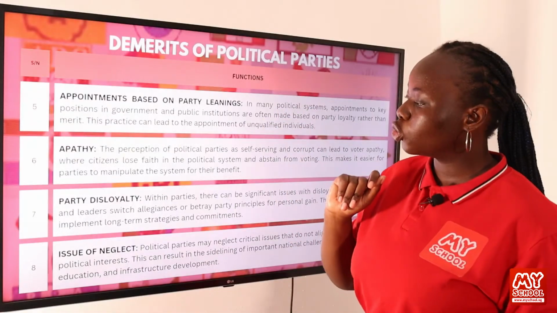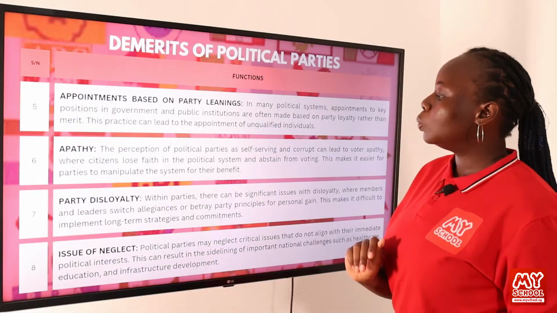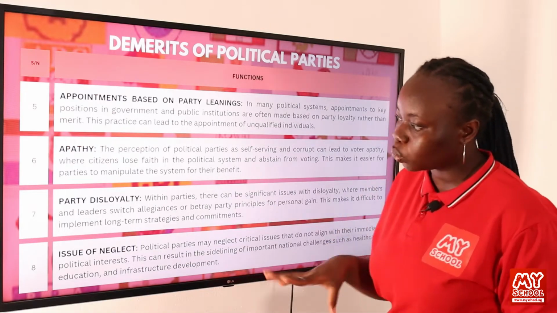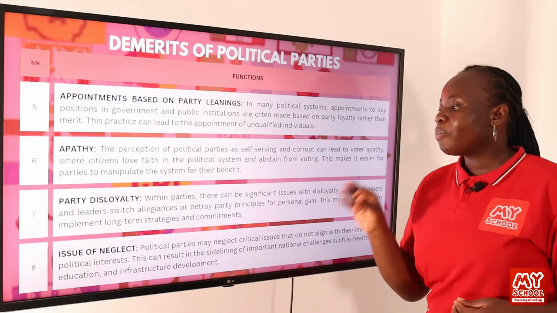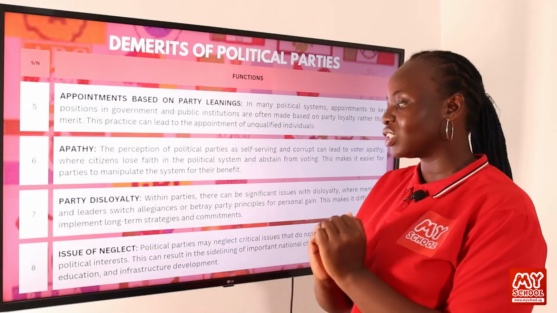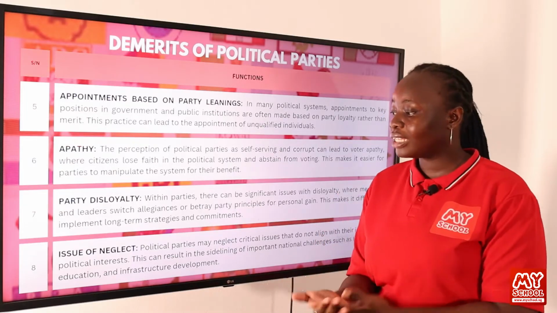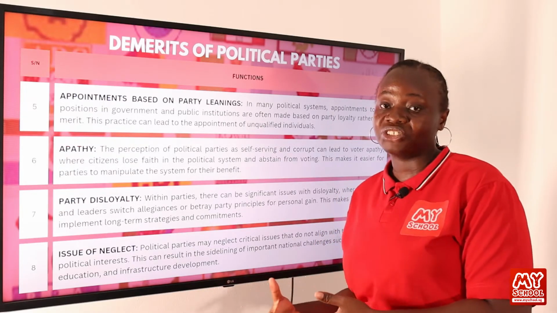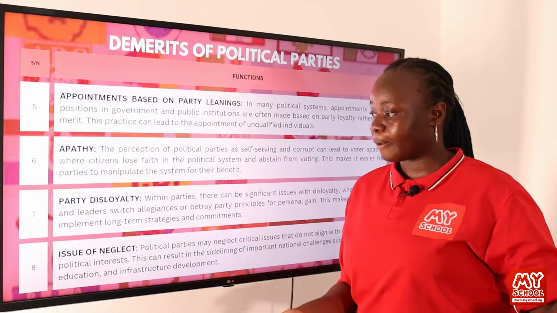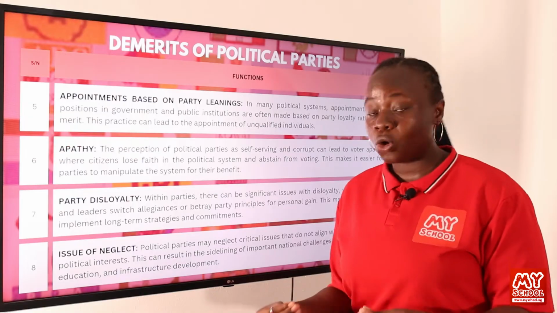And that demerit of political parties is party disloyalty. Within parties, there can be significant issues with disloyalty where members and leaders switch allegiances or betray party principles for personal gain, and this makes it difficult to implement long-term strategies and commitments. We've heard a lot about carpet crossing in our Nigerian society, where different politicians move from one political party to another. So this can affect their long-term strategies.